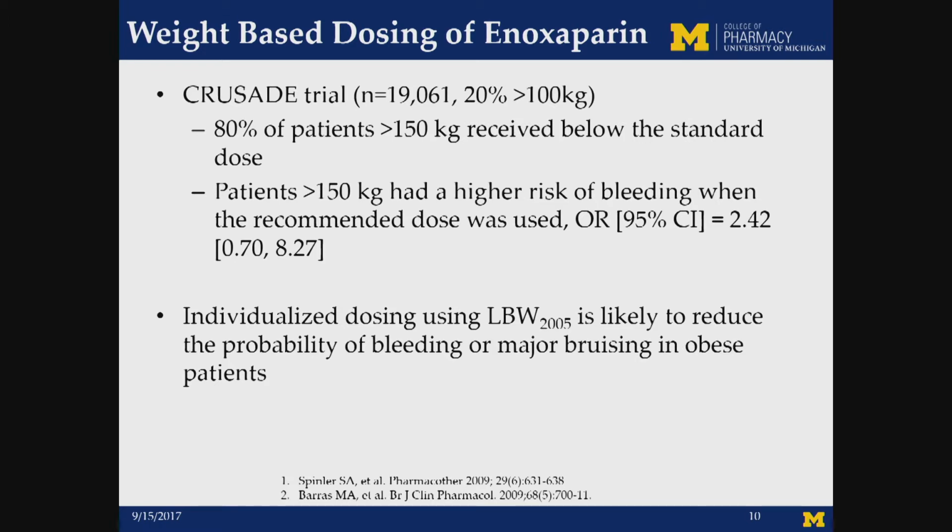This has also been seen with anticoagulants, looking at the CRUSADE trial, which did include about 1 out of 5 individuals over 100 kilograms. 80% of patients over 150 kilograms received below the standard dose, and those individuals that were likely to receive the standard dose actually were at a higher risk for bleeding. And so this is an example of a drug that has been historically dosed on body weight, and a scenario where using body weight may lead to overdosing the drug and lead to events such as bleeding.